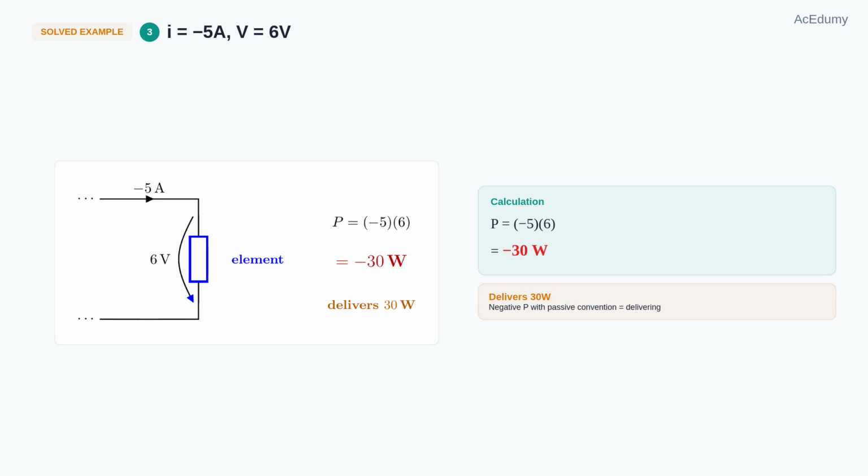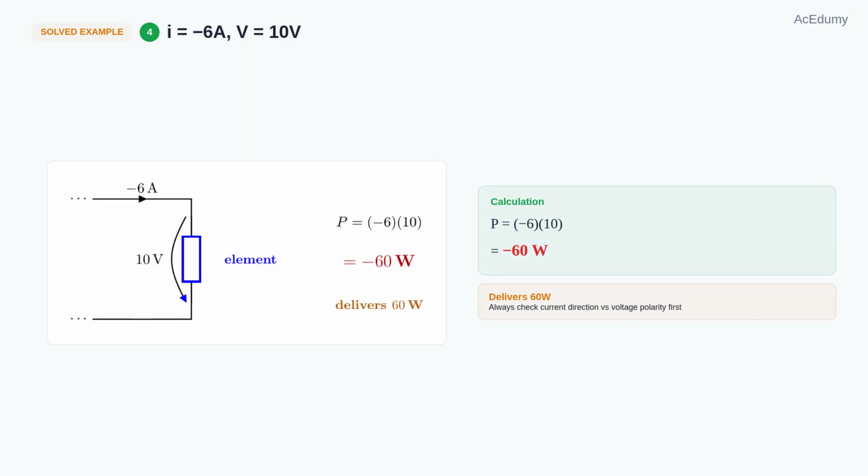Example 3. Current is negative 5 amperes, voltage is 6 volts. P equals negative 5 times 6, which gives us negative 30 watts. The current enters the positive terminal. With passive sign convention, negative P means delivering. This element delivers 30 watts to the circuit.